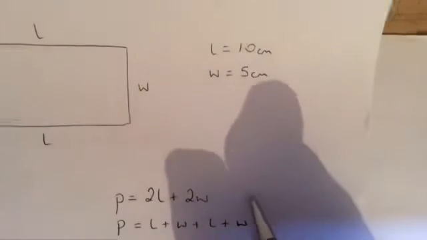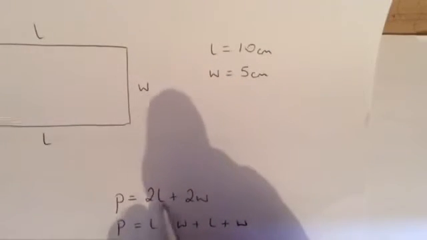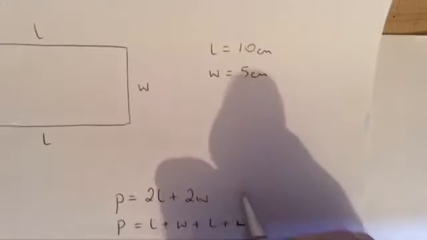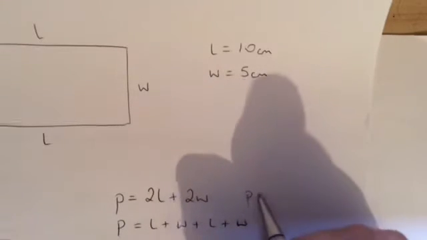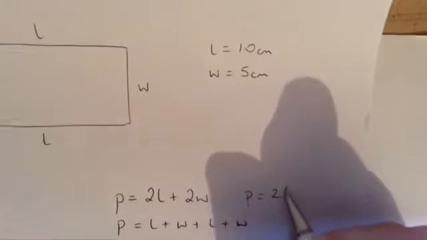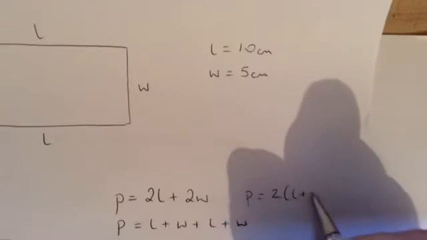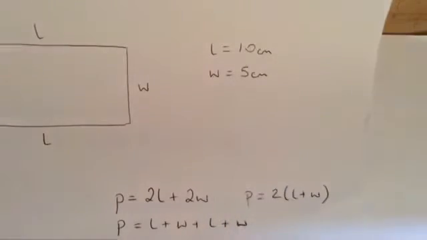Well, you can, can't you? Because we know that we've got 2 lots of L and 2 lots of W. So we could actually have written it like this. P equals 2 and then brackets L plus W. And that would have given us the same answer as if we'd used either of these formulas. So it's just another way of writing that formula for the perimeter of an oblong.